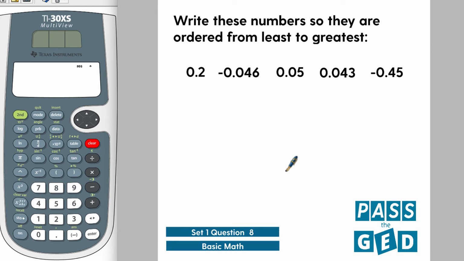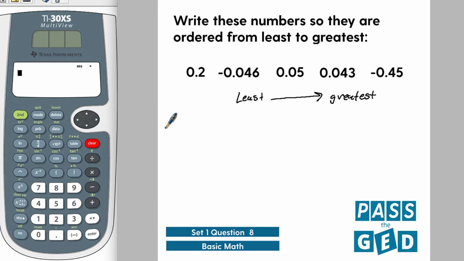Question 8. Write these numbers so they are ordered from least to greatest. All right, so remember here, least to greatest, least will be on the left and greatest will be on the right. So when I do these problems, the first thing I want to do is maybe group them. So I see we've got some negatives over here. And so negatives are going to be the least, right?